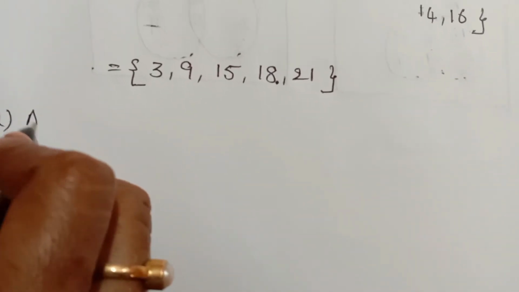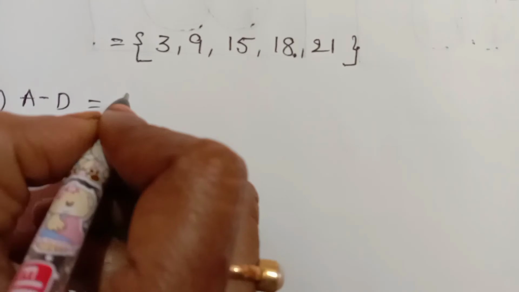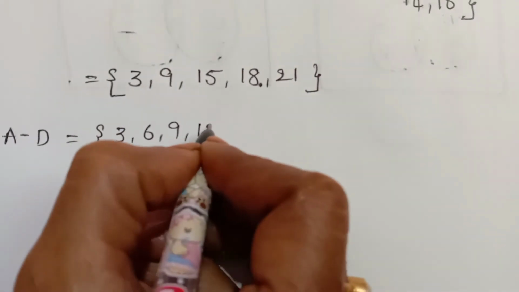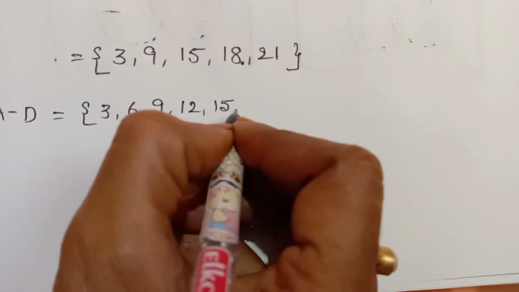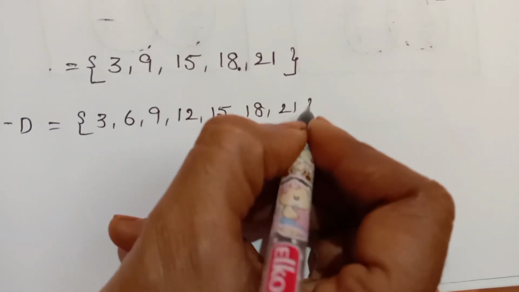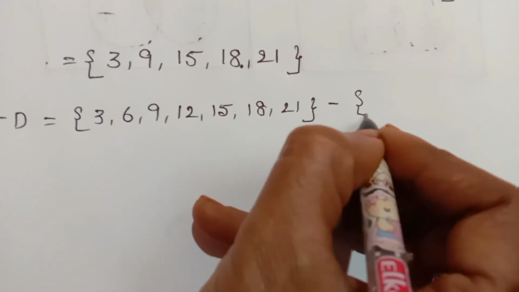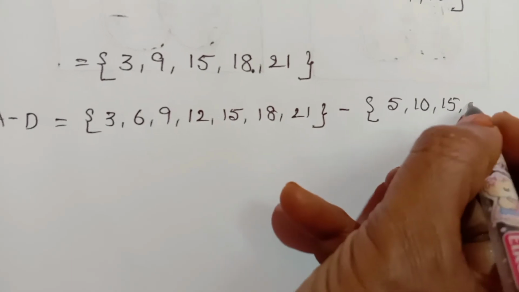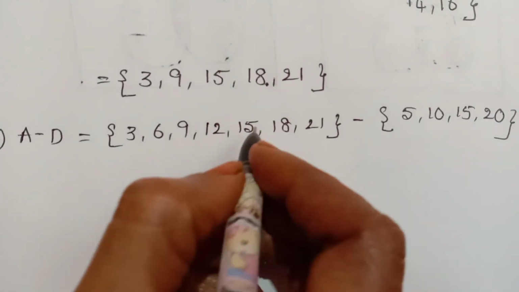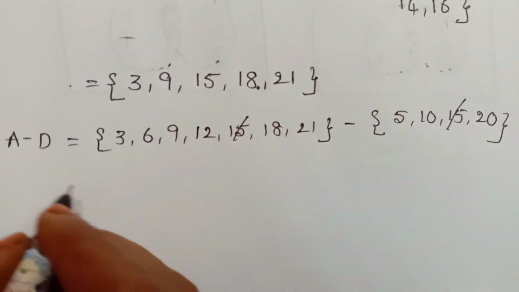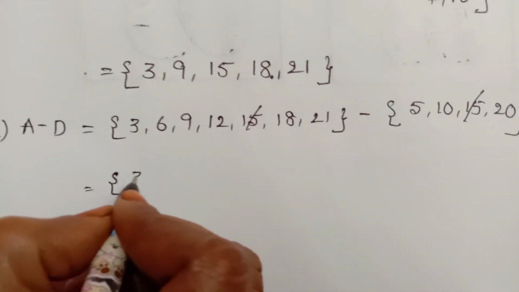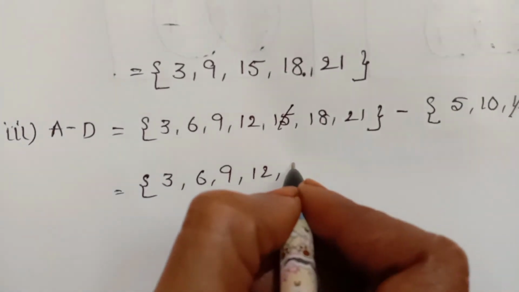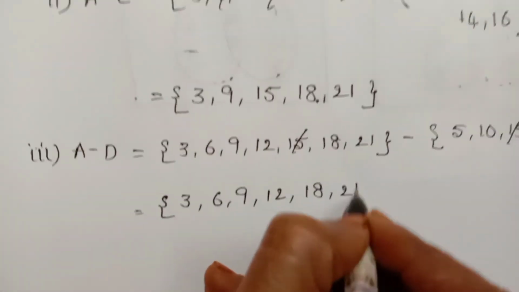Third one, A minus D. A set is 3, 6, 9, 12, 15, 18, 21. Minus D set, 5, 10, 15, 20. 15 is common. Remaining elements 3, 6, 9, 12, 18, 21.